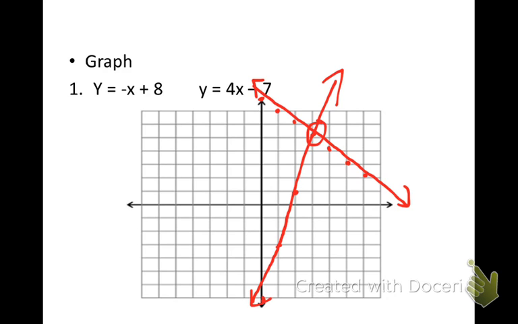And this would be our point of intersection. So what are the coordinates? It's 3, and 1, 2, 3, 4, 5. So the answer is (3, 5) is the solution. That's the only point that makes both these lines true. So that's what you're going to be doing when you're doing your homework, finding the point of intersection.